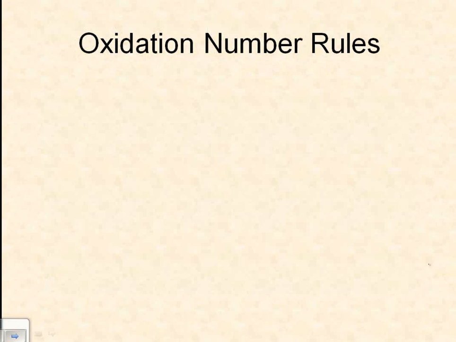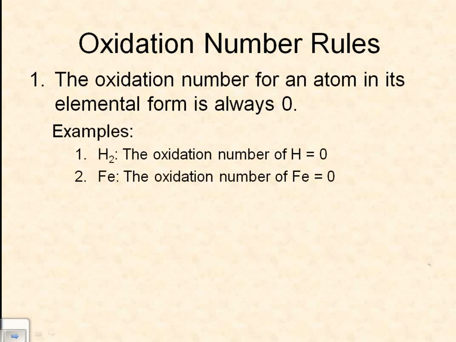So in order to talk about oxidation and reduction reactions, we have to talk about oxidation numbers. And oxidation numbers you can kind of think about as the charge assigned to an atom when it's part of a compound. So there's some basic rules, and I'll just go through those, and then we're going to do some practice. So the oxidation rules say the oxidation number for an atom in its element form is always 0.